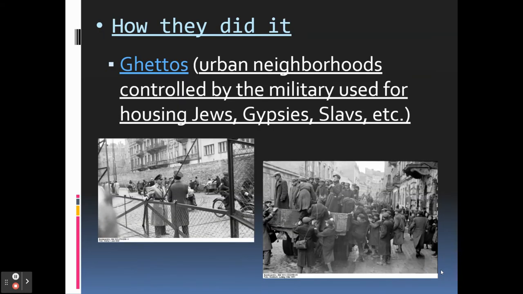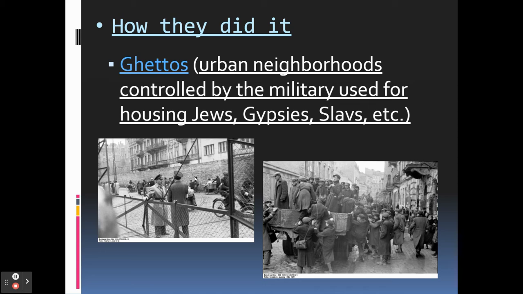Okay, how they did it. The word ghetto. A lot of people find it very offensive when people throw the word ghetto around, because what it was basically, it's a neighborhood in a city during Nazi Germany that was controlled by the military. They basically, as you can kind of see from the pictures, fenced it in. They used the buildings to kind of help block people in. It was like an urban prison for Jews, okay?